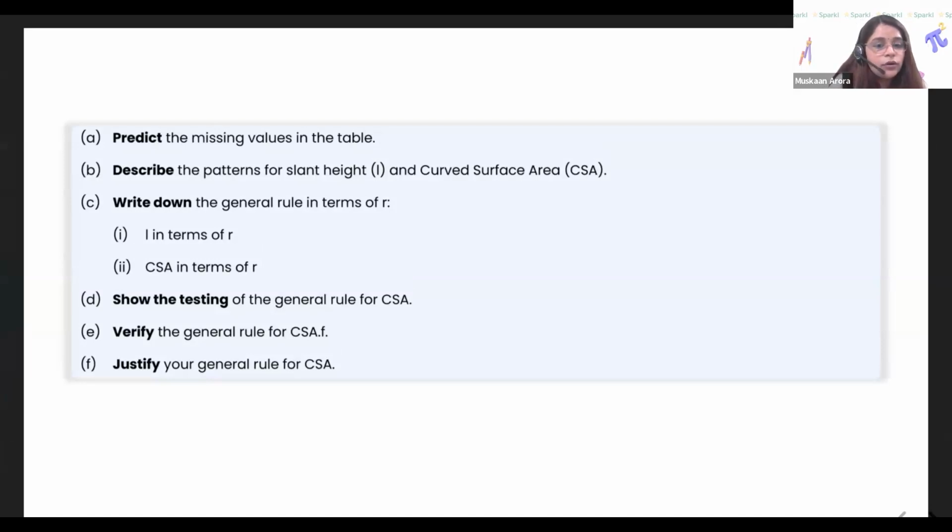So we basically know that the curved surface area of a cone is going to be pi r times L, right? But when you want to express it in terms of R, you will write L as a function of R and then plug it back into the formula for the curved surface area. Yes? That will simplify the formula for curved surface area in terms of R only.